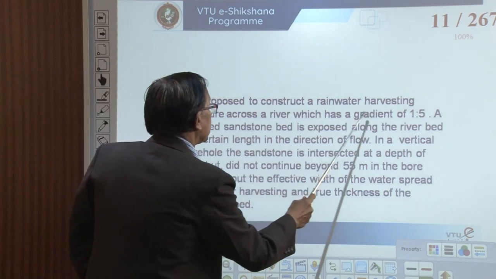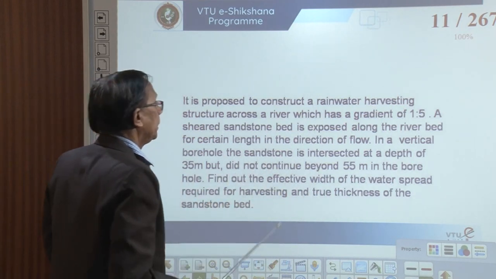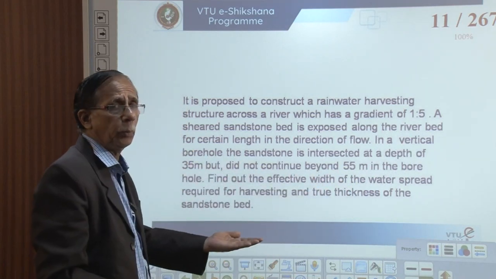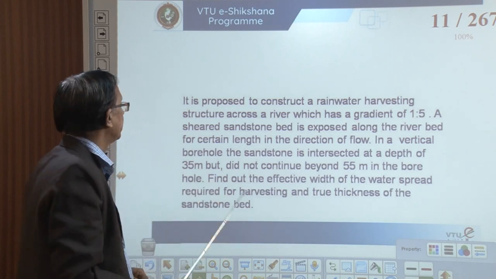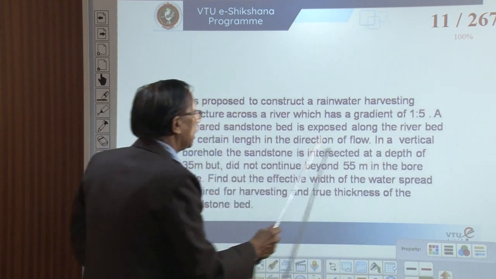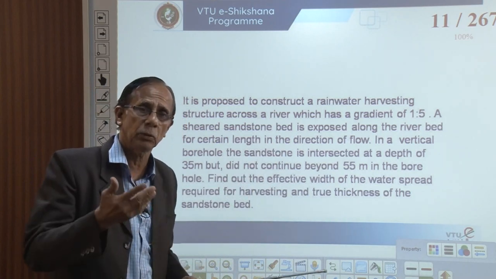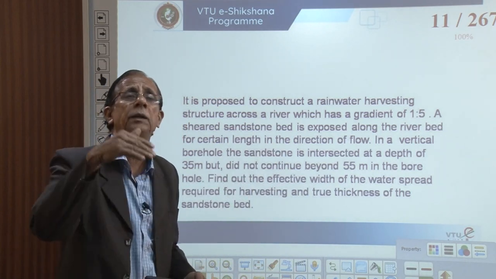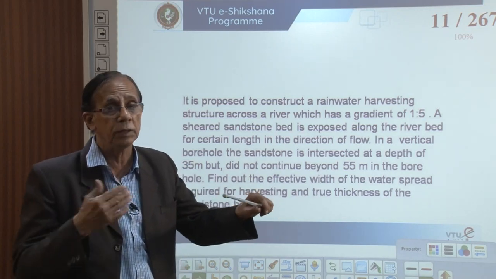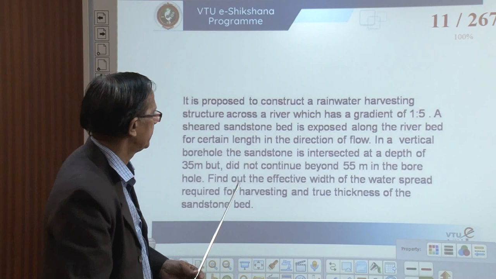It is proposed to construct a rainwater harvesting structure across a river which has a gradient of 1:5. The river has a slope, and this topography we express in terms of gradient. A sheared sandstone bed is exposed along the river bed for a certain length in the direction. Excellent. Sandstone itself is porous and permeable, and it is sheared, much more porous and permeable. Therefore, across that nala, if we construct a bund-like structure, artificial recharge becomes simple.